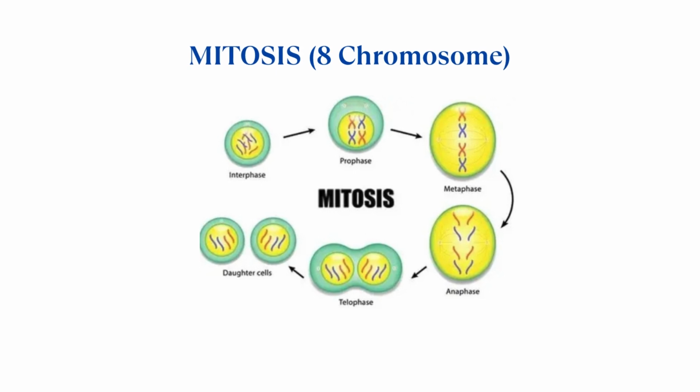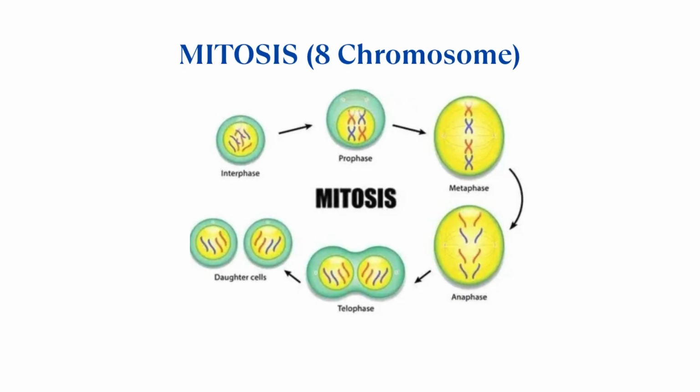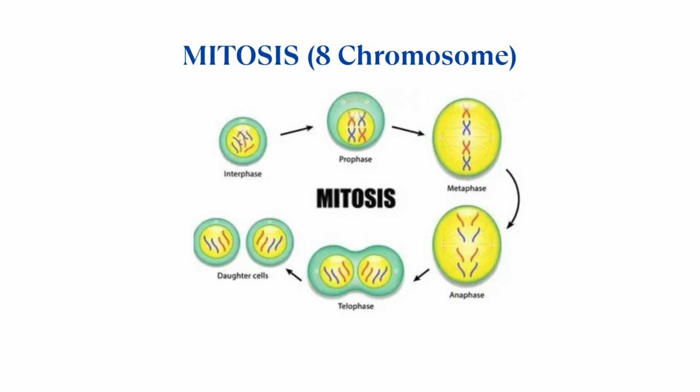Let's begin with mitosis. Here, we're using a cell that has 8 chromosomes. These chromosomes are neatly organized pairs, each carrying important genetic information. During mitosis, these chromosomes will be duplicated and equally divided into 2 identical cells. Keep this number in mind as we go through each stage of mitosis.